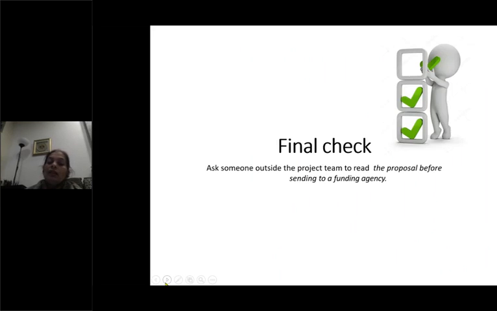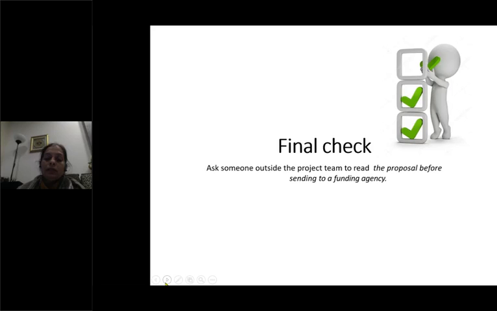Yes, and then the final check. You should ask an expert outside the project team, whom you rely upon, to read the proposal before sending it. There are certain senior people whom I can show the project, because sometimes we have a bias. Those people who are already working on the project always have a bias. You cannot make out the mistakes in the project.